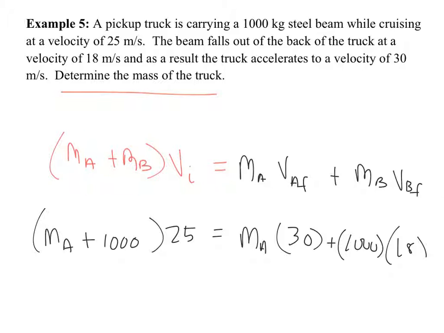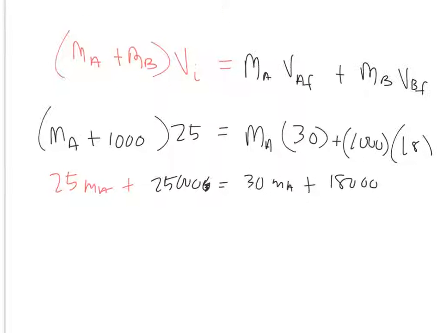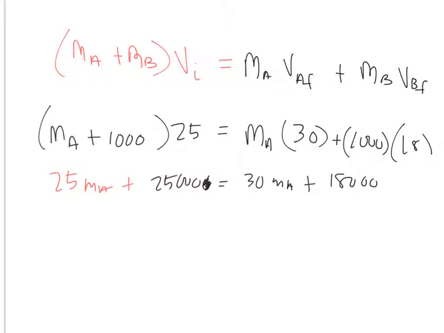To do this, you think about like terms. Let me give you a quick hint. Distribute the 25. When you distribute 25 to 1,000, it's 25,000. That's one more zero than I need. Equals 30 MA plus 18,000. Now you can just simply solve algebraically. Combine like terms. 25 MA comes from the 30 MA, giving you 5 MA. 25,000 minus 18,000 gives you 7,000.